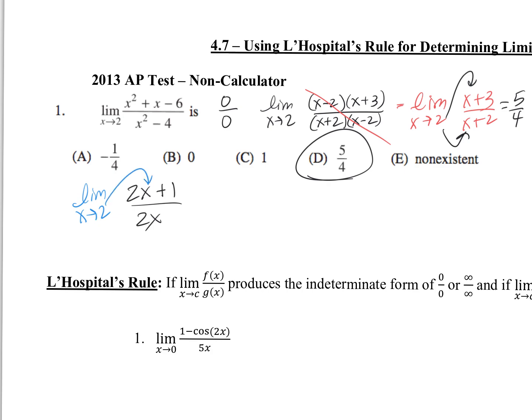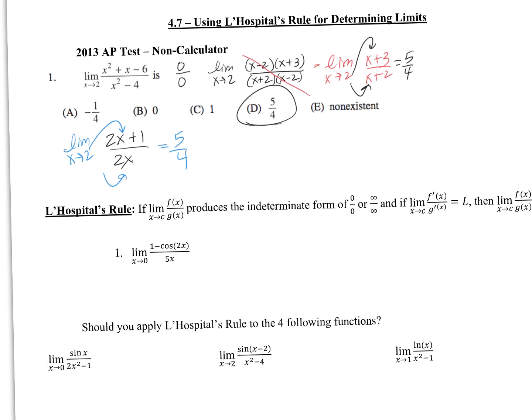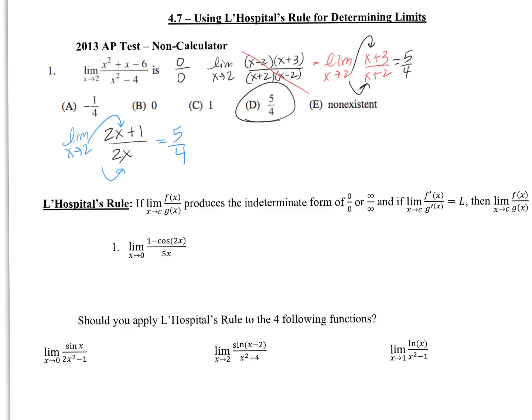What happens when I plug that 2 in there? It becomes 5 over 4. Do we like L'Hopital's? Did he save us some time? Oh my gosh, yes. Why couldn't I teach that to you before? You didn't know the power rule before. You know what I'm saying? So, Mr. L'Hopital's, very convenient. Anytime we get 0 over 0 or infinity over infinity. Did we have to do quotient rule? Nope. Did we have to do product rule? Nope. It's just take the derivative of the top and take the derivative of the bottom every time.